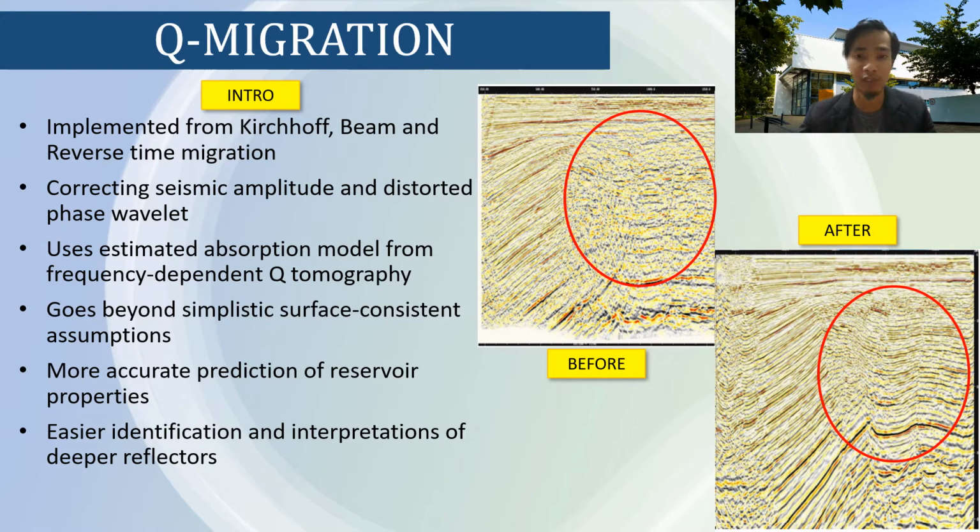the pull factors. As you can see on the right side, the first image is before applying the Q migration, while the second image is after applying the Q migration, where, marking the red circle, we could see the seismic signal is much clearer and more continuous compared to the seismic image before applying the Q migration.